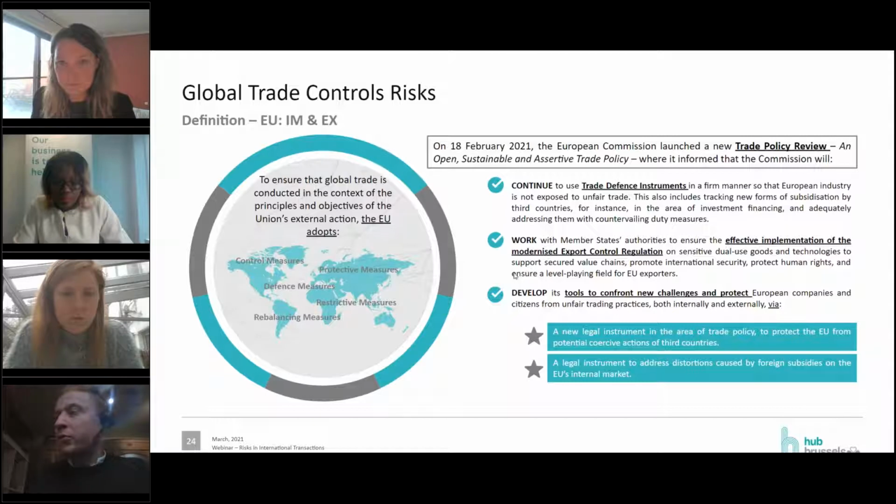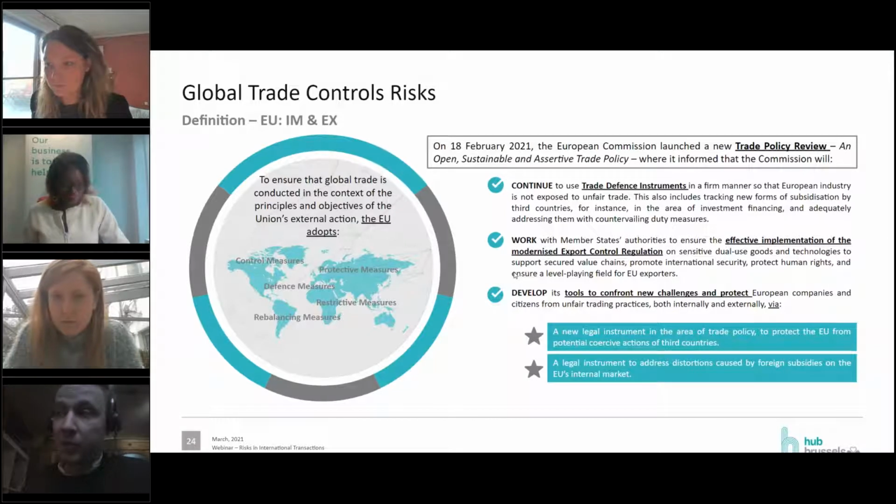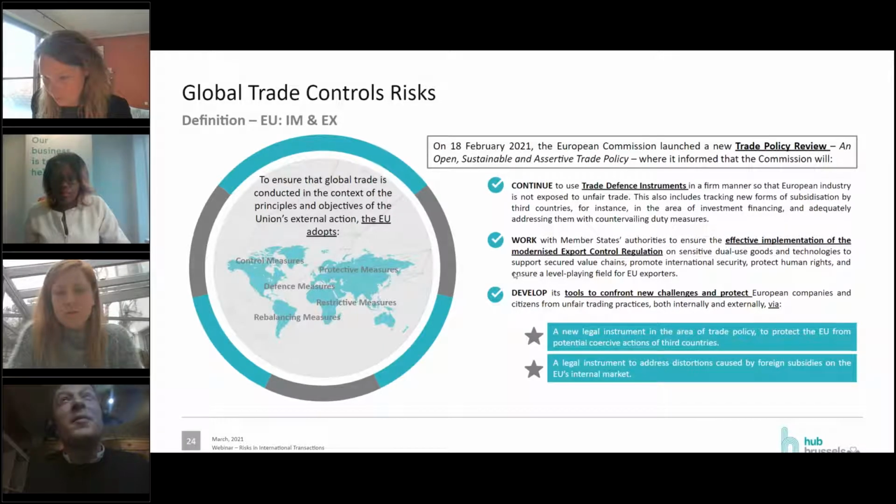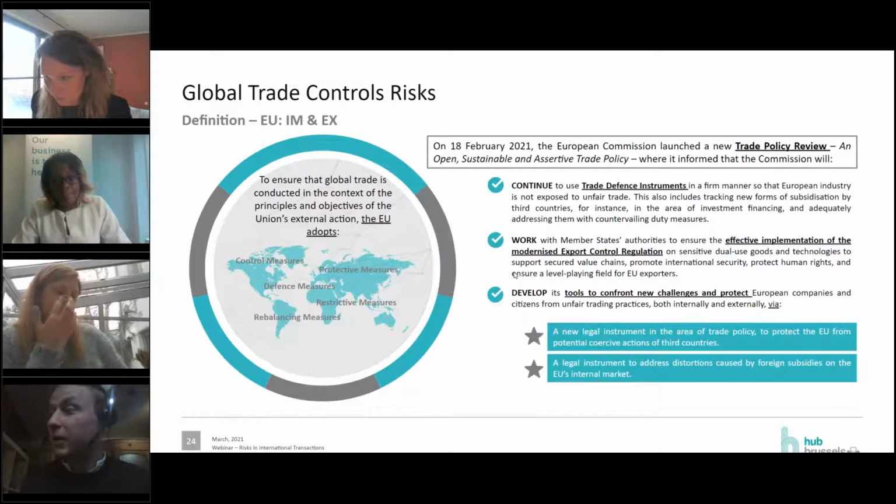So also to conclude with new trends at the European level, the European Commission also confirmed its willingness to develop new tools to confront new challenges. This is key, because additional tools from those we mentioned in the previous slide will also have to be considered by companies. The idea behind is really to protect, to a certain extent, European companies and citizens from unfair trading practices, but on the other hand, European companies importing products from third countries could also be confronted with these new challenges and new measures.